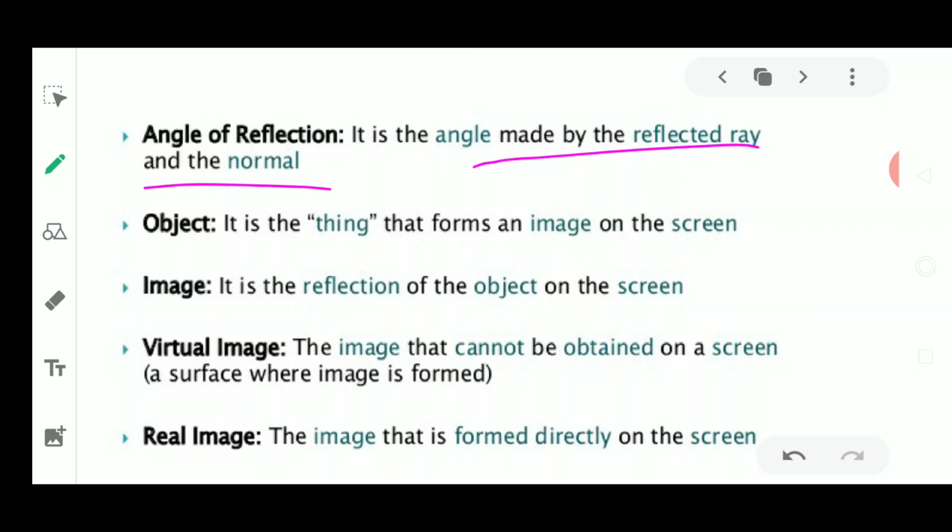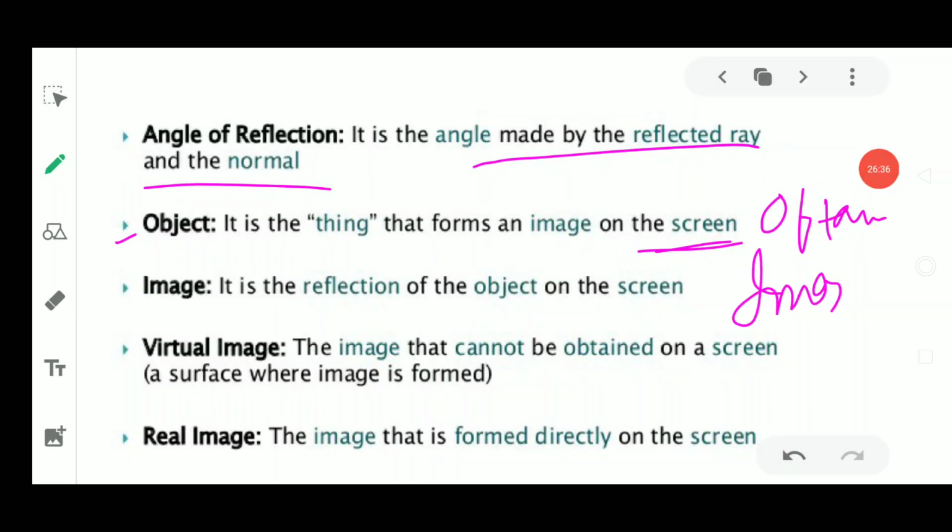The next word which you should know is the object. Now what is this object? Object means a thing, a thing which forms an image on the screen. Now what is the screen? Screen is the place where you are obtaining the image. If we are obtaining the image on any surface, that becomes a screen.